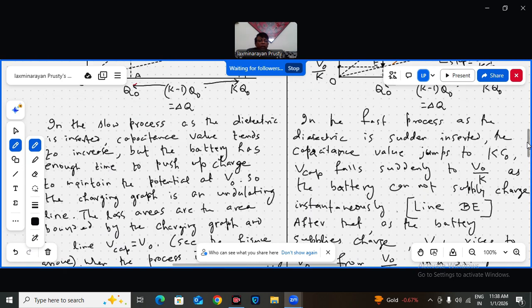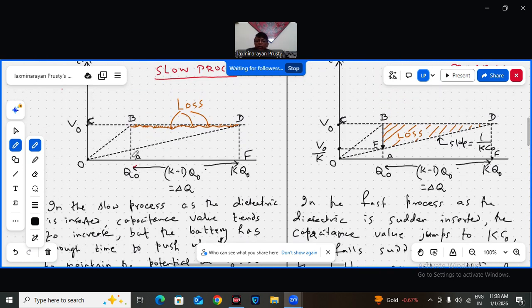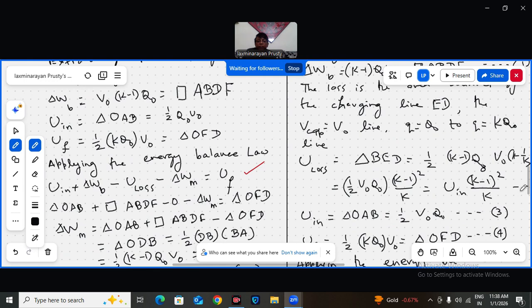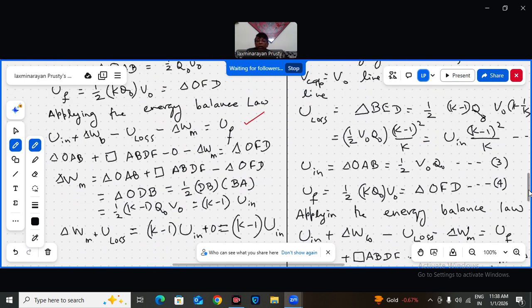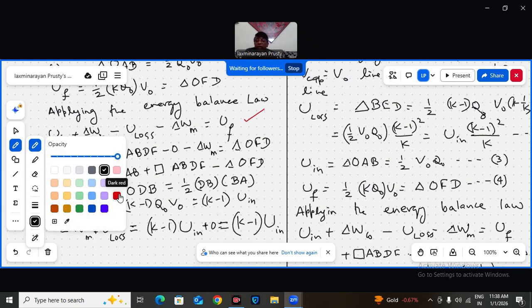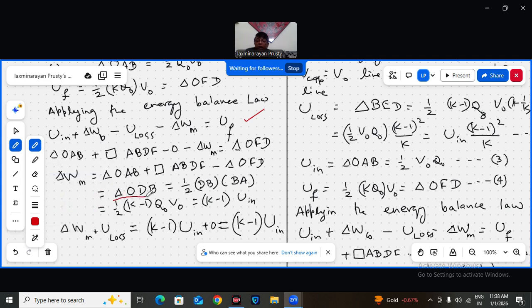So I am showing you the diagram. This triangle plus the rectangle makes up the whole thing, a trapezium, minus this final energy. So that is left with this triangle only, the ODB triangle. ODB triangle is your what? Delta WM. That ODB triangle is delta WM.